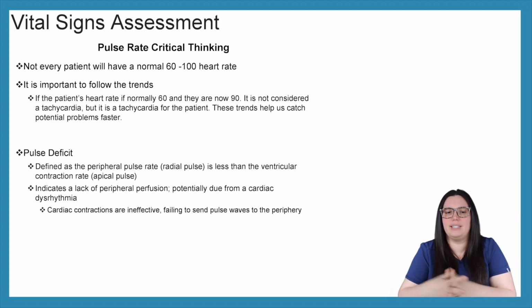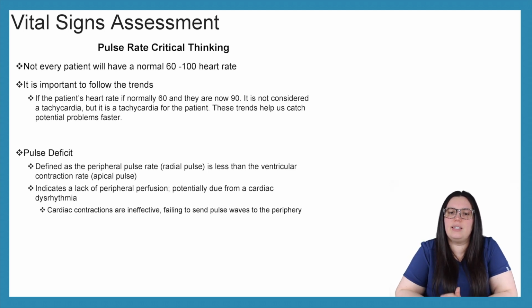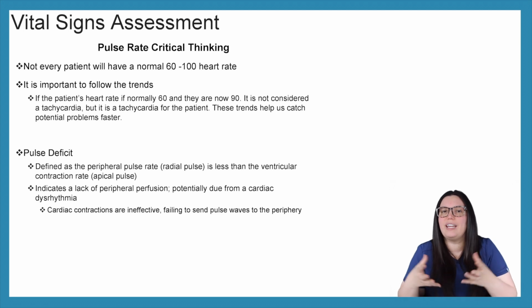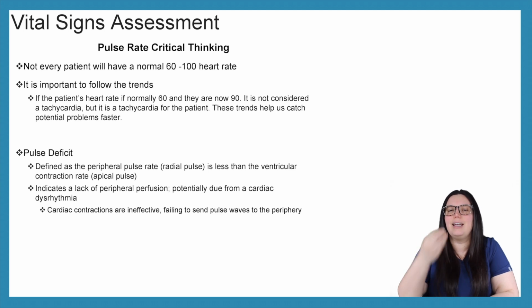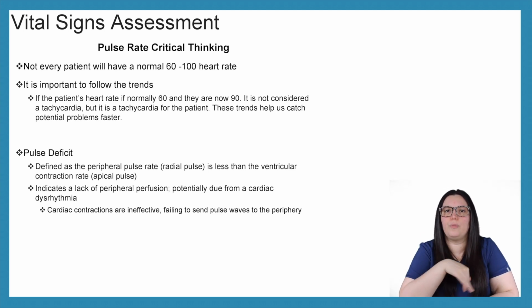And lastly, pulse deficit. So that's defined as the peripheral pulse, such as like the radial pulse, is less than the ventricular contraction rate, such as the apical pulse. So really this indicates that there's a lack of peripheral perfusion, potentially due to a cardiac dysrhythmia. So cardiac contractions are ineffective and it's failing to send that pulse wave to the periphery.